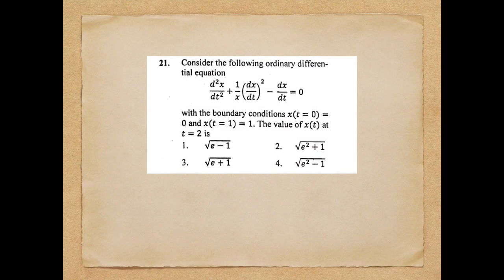So here you see a second order differential equation is given with some boundary conditions. x at t equal to 0 is 0 and x at t equal to 1 is 1. We have to find the value for x, the function x at t equal to 2. So there are of course 4 options, and as we know only one option is correct from this.